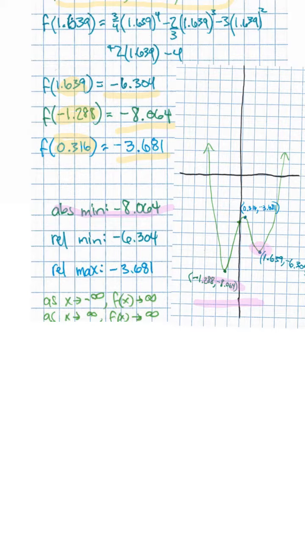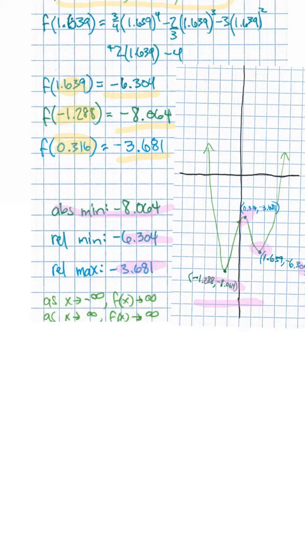I also have a bottom of another valley. And remember, your relative minima and maxima happen at bottoms of valleys and tops of hills. So I have a relative minimum at this -6.304, again, just pulling off that y value. I have a hill right here, so I have a relative maximum at the y value of -3.681.